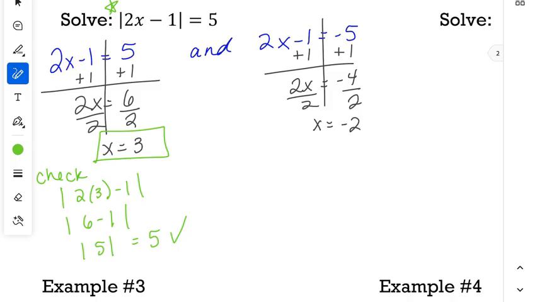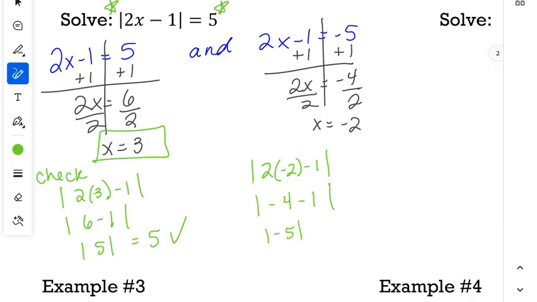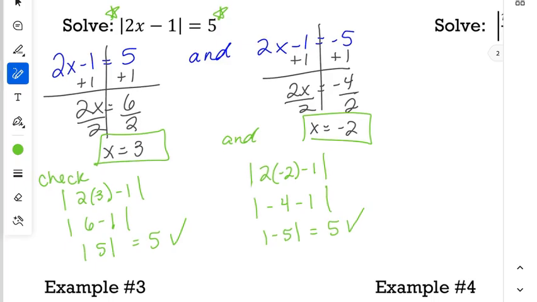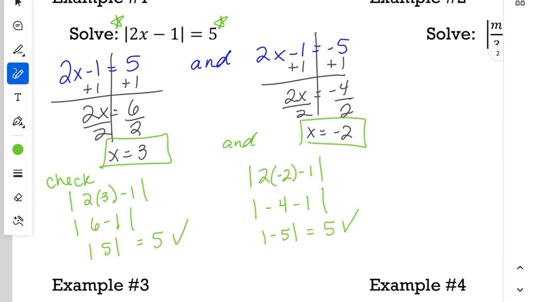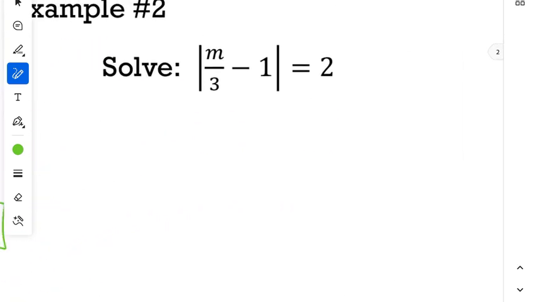Okay, the other one, go back to the original, back up here. I'm going to replace x with -2. So that would be -4 minus 1. -4 minus 1 is -5. Well, the absolute value of -5 is 5, so we checked it. So we have two answers. We have x equals 3 and x equals -2. So we're going to have to do this for each problem. Okay, the next one.